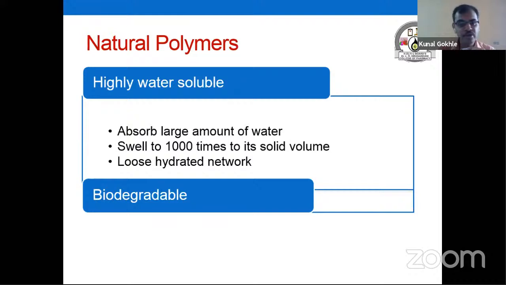Another very important characteristic of natural polymers is that they are biodegradable. Various metabolizing enzymes are present in the human body for the metabolism of polymers, like the hyaluronase enzyme and esterase enzymes, because of which natural polymers are very easily biodegradable. So there is no issue of biodegradability that we face, especially in the case of plastics, polypropylene, and polyvinylene kind of polymers.